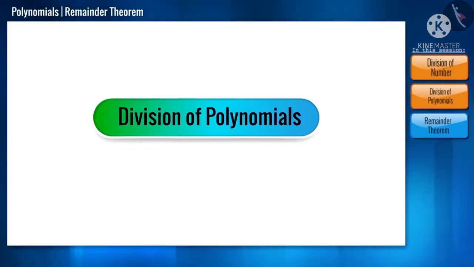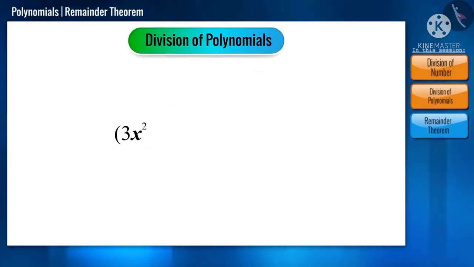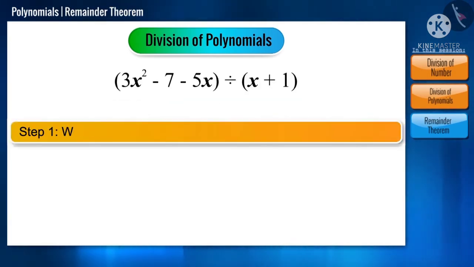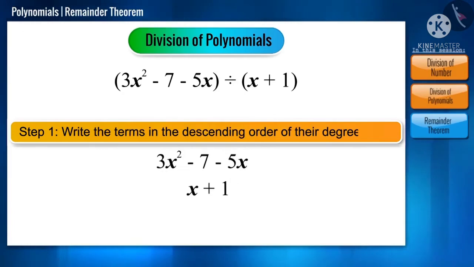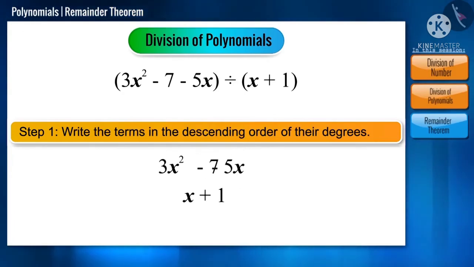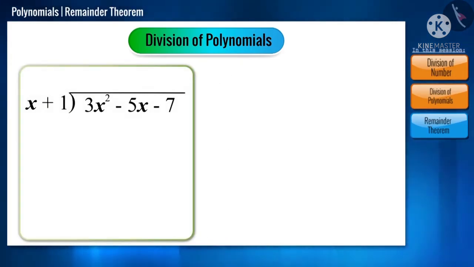Let's start. Find the remainder obtained by dividing the polynomial 3x squared minus 7 minus 5x by x plus 1. Our first step is to arrange the terms in the polynomial in descending order of their power or degree, that is, starting from the term with highest power to the constant term. Now let us solve using the division method.